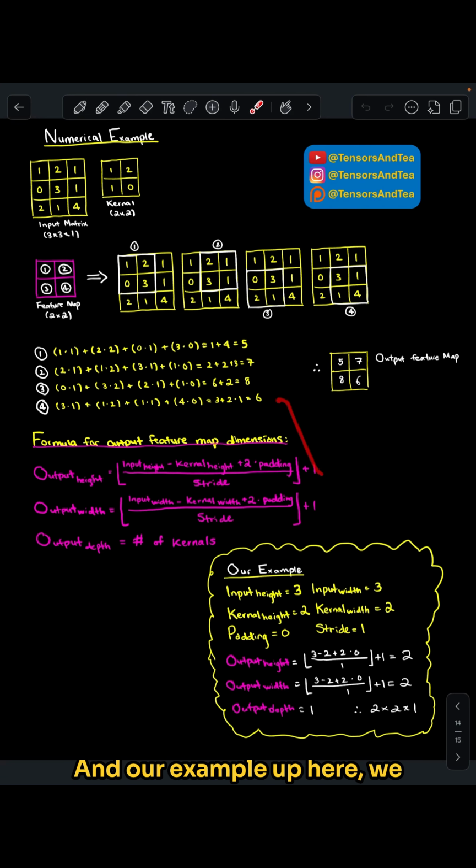In our example up here, we had an input height of 3, so we can consider this a 3 height and a 3 width. Our kernel height and our kernel width was 2 and 2 respectively, since we had a matrix that was 2 by 2. Our padding value we can set to 0, and our stride we can assume is also 1. If we use this formula here to calculate those, we get a 2 by 2 by 1, which is what we get in our output right here.